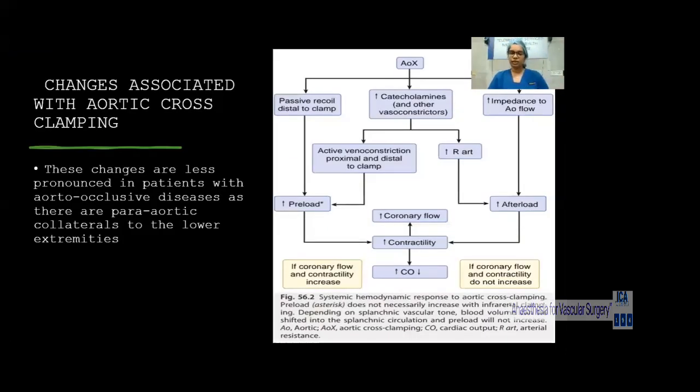So once the aorta is cross clamped, there is increase in preload as there is passive recoil of the capacitance vessels distal to the clamp, and also there is active constriction proximal and distal to the clamp that increases the preload. Also, there's an increase in the afterload, which is due to increase in impedance to the aortic flow, also increase in arterial resistance due to the catecholamine release. Both of these increase the contractility and increase the coronary blood flow. So in a patient who has a preserved myocardial functionality, there's an increase in cardiac output. And in a person who has a myocardial dysfunction, there will be a fall in cardiac output.